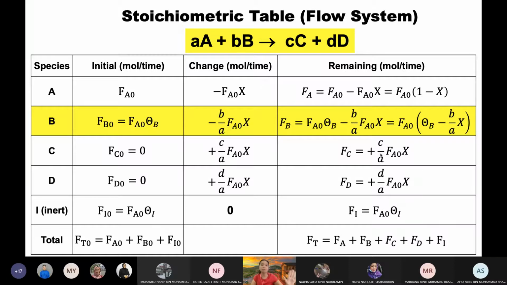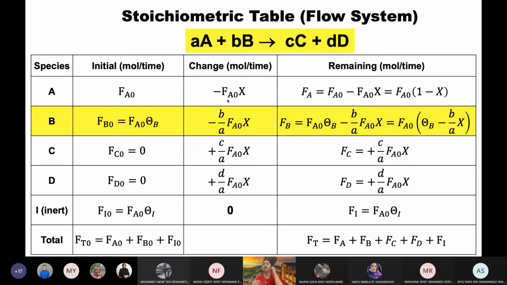Formula yang lain semua sama. Kalau tadi Na, NB, NC, ND, Na0, NB0, NC0, ND0. Kalau flow reactors, FA, FB, FC, FD, FA0, FB0, FC0, FD0. Yang lain semua masih sama. Formula dia semua masih sama kecuali dulu kita kira dalam bentuk bilangan mol, sekarang kita kira dalam bentuk molar flow rate, laju molar. Okay, so I will not teach you back, formula dia semua sama je. Pemahaman konsep dia positif, negatif semua masih sama kecuali sekarang kita guna molar flow rate.